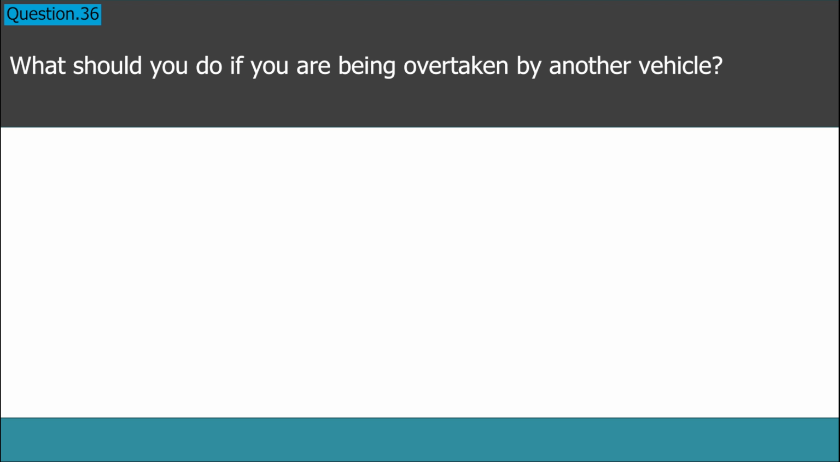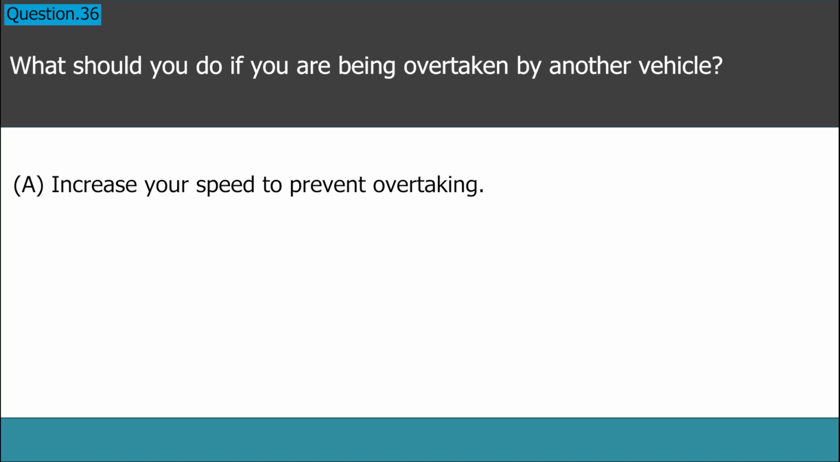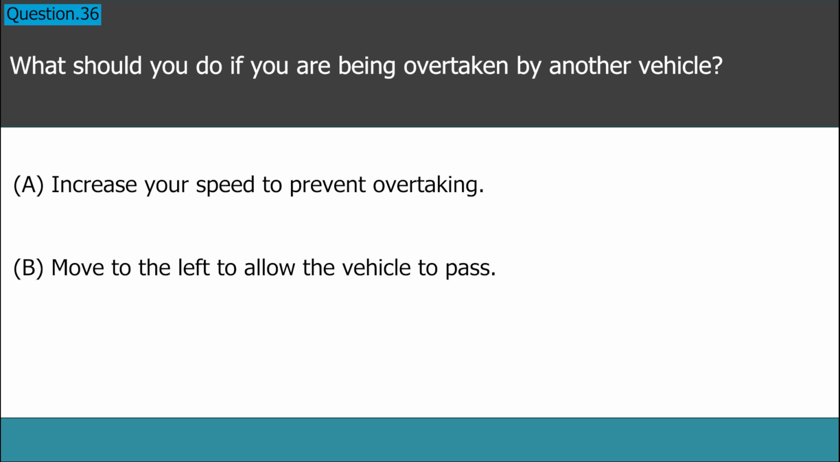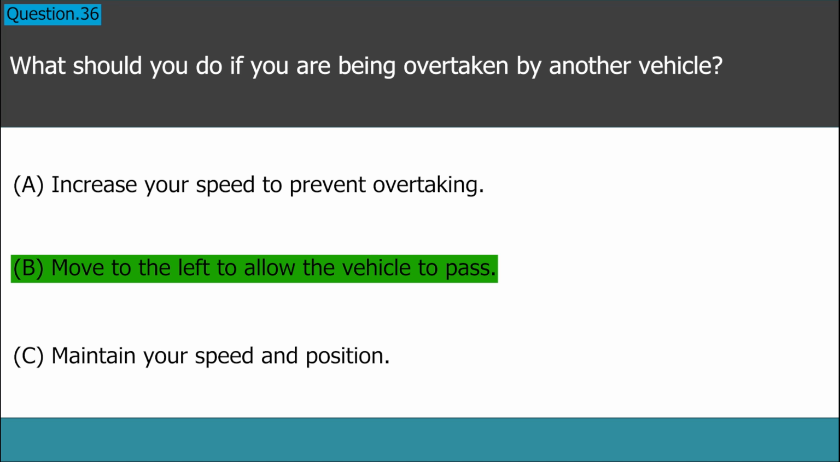What should you do if you are being overtaken by another vehicle? A. Increase your speed to prevent overtaking. B. Move to the left to allow the vehicle to pass. C. Maintain your speed and position. Answer: B. Move to the left to allow the vehicle to pass. Allowing vehicles to overtake safely prevents accidents and maintains traffic flow.